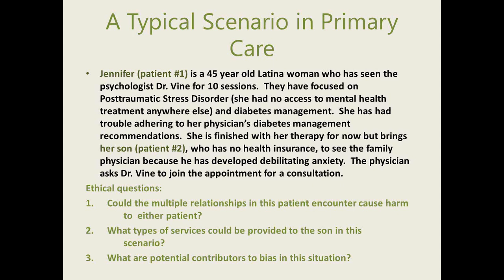Some of the questions that we were thinking about with this case, and we'd like you to consider, are these. Could the multiple relationships in this patient encounter cause harm to either patient? What types of services could be provided to the son in this scenario? That question is one of the main things that distinguishes primary care from traditional mental health. In traditional mental health, the way most of us were trained is essentially a binary decision-making process: can I provide services or can I not provide services? Within the primary care setting, there's usually quite a menu of services you can provide. So the question isn't can I provide services or not, it's what types of services can be provided in order to maximize benefit and reduce harm as much as possible.